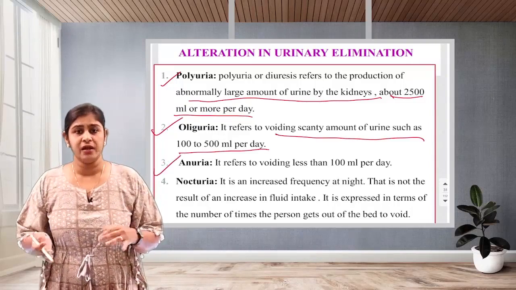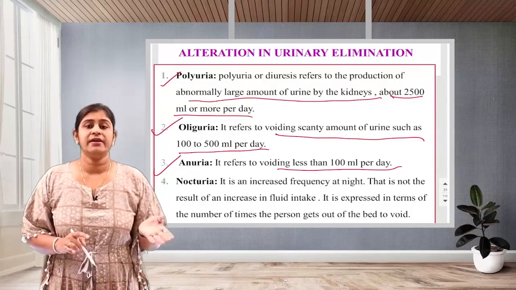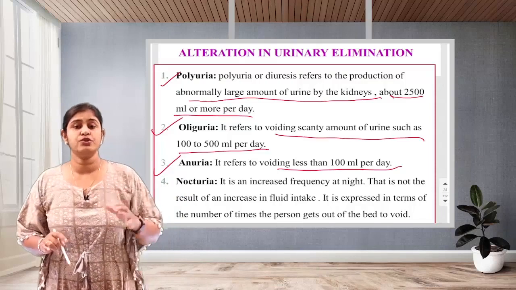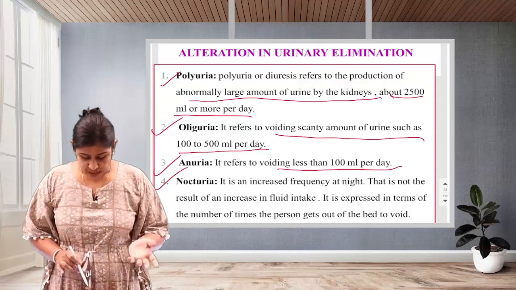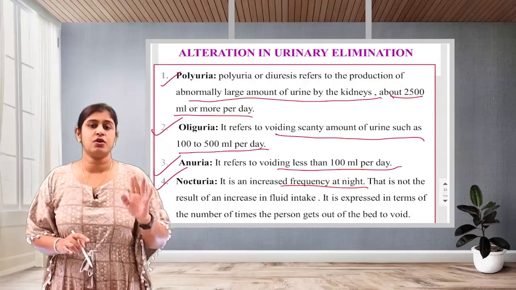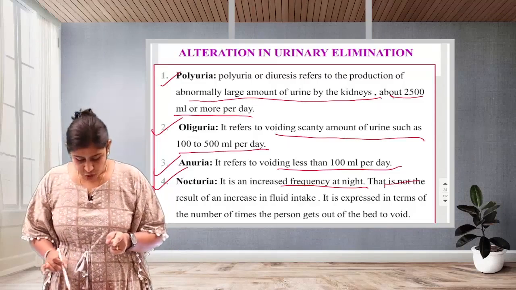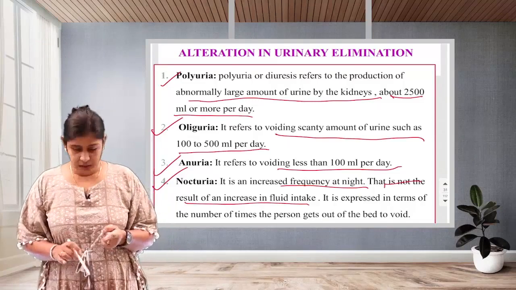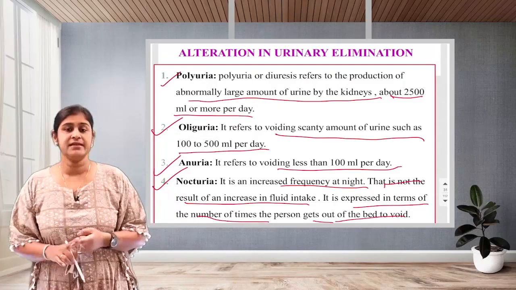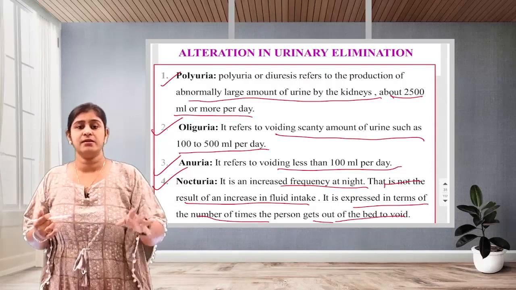Next is anuria. Anuria refers to voiding less than 100 ml per day. That is the stage in which we void less than 100 ml per day. Nocturia is an increased frequency of urination at night, that is not the result of an increase in fluid intake. It is expressed in terms of the number of times the person gets out of bed to void at night.